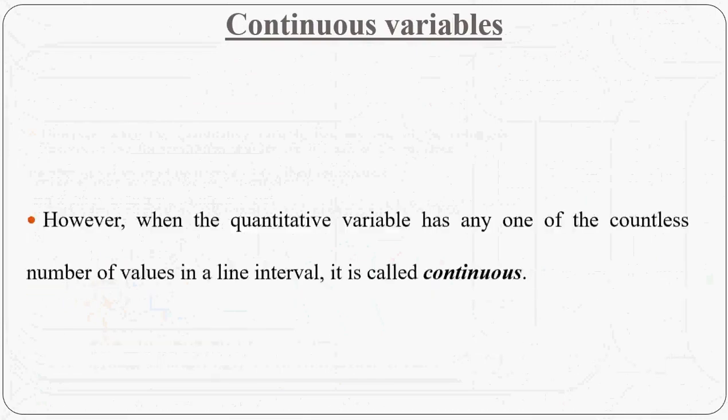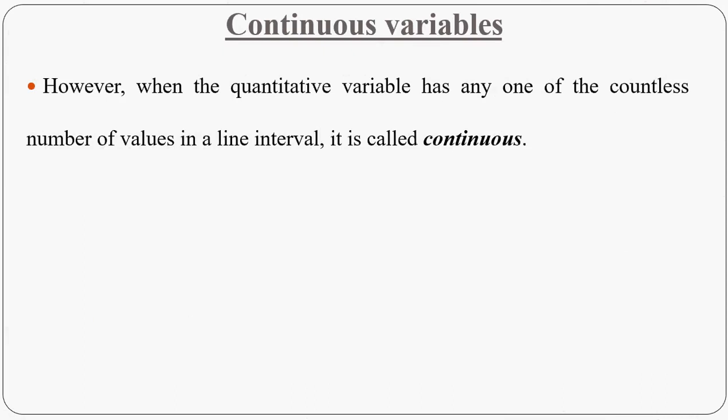Now let us understand what is a continuous variable. However, when the quantitative variable has any one of a countless number of values in a line interval, it is called continuous. I repeat once again, a quantitative variable has any one of the countless, you have to underline, countless number of values in a line interval. Whereas discrete says countable. When it is countable, it is discrete. When it is countless, it is said to be continuous. This is the way you need to keep in mind to understand clearly.